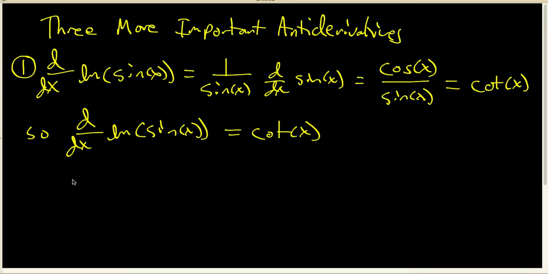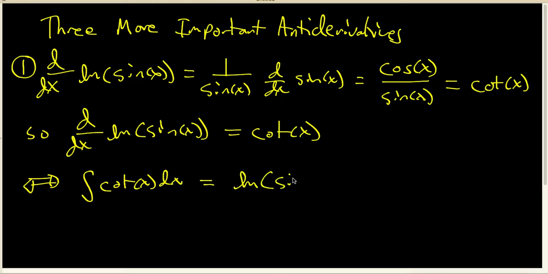of x. And we can rewrite this derivative as an antiderivative fact that says the antiderivative of cotangent of x dx will be the log of the sine of x plus any constant that you want to add. And that should be added to our list of known antiderivatives.